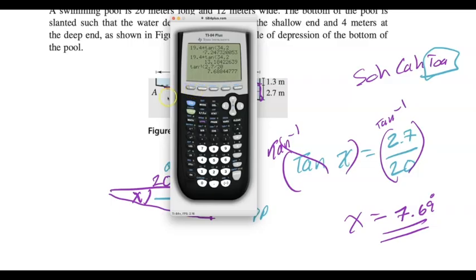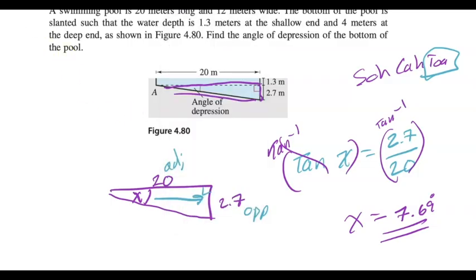That's the angle of depression for this triangle, for this swimming pool. Keep in mind that's in degrees. You can also answer in radians because they didn't really specify which one they wanted.